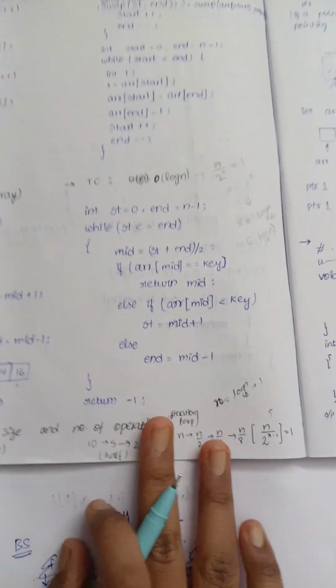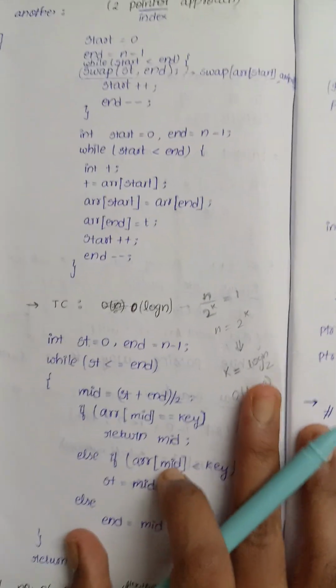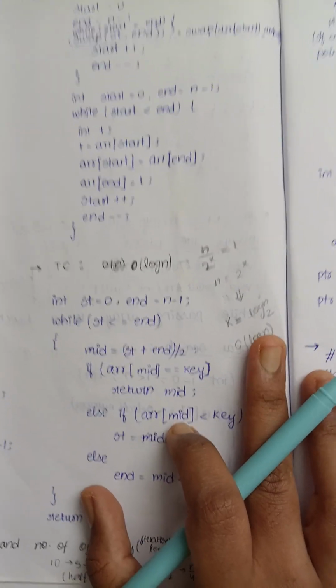When we observe the time complexity of binary search, it is big O of log n, and big O of log n is one of the best time complexities compared to big O of n.